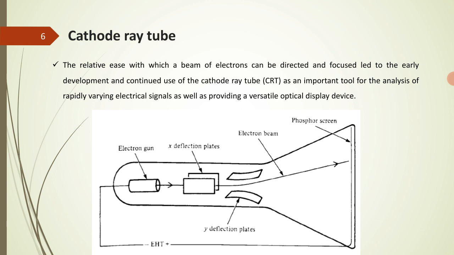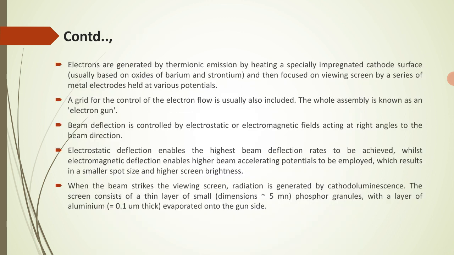After controlling, the beam is passed through the deflection plates of X. So here the beam deflection plates are controlled by an electrostatic or electromagnetic field, which acts at right angles to the beam direction. The electrostatic deflection enables the highest beam deflection to be achieved, whereas the electromagnetic deflection enables a higher beam accelerating potential to be employed.